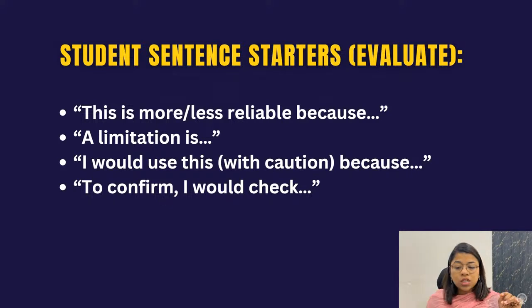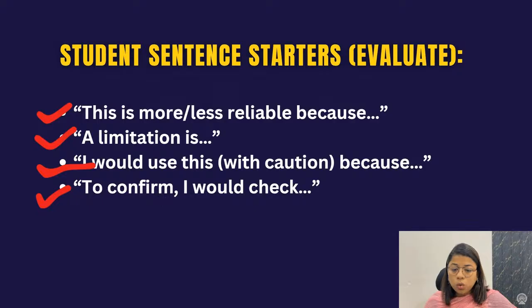The first one is, this is more or less reliable because. To confirm, I would check. So these are the sentence starters to use evaluation, to show that you have evaluated a particular source. I hope I'm clear until here.